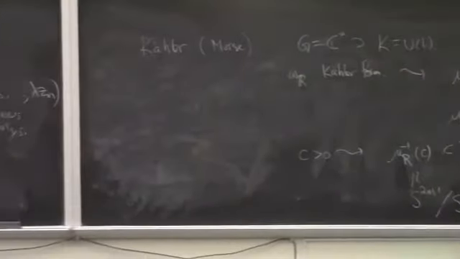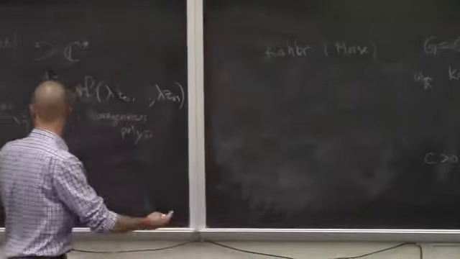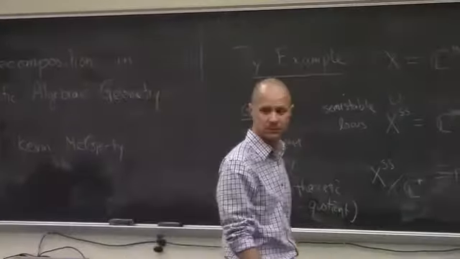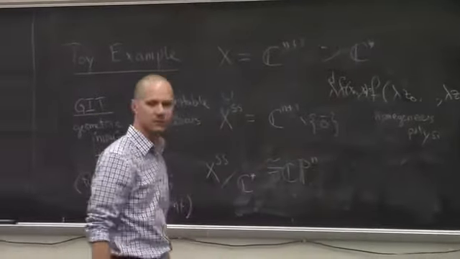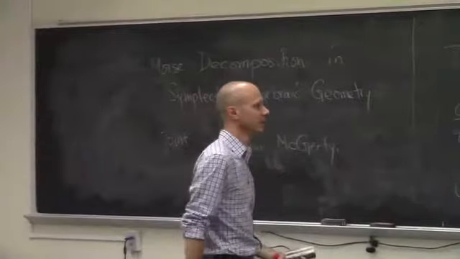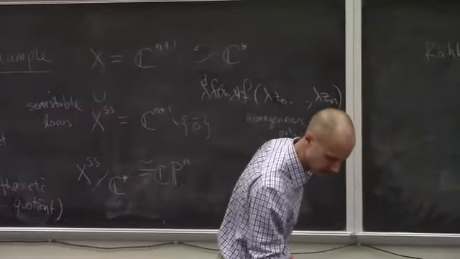Okay, so I told you two ways to break up this space into two pieces. It might help to say that there's an S1 action and there's an R plus action. You put them together, it's actually that C star action. Yeah, that's right. The circle action is the restriction of the C star, right? But the gradient flow is the other part. That's right. Sure.